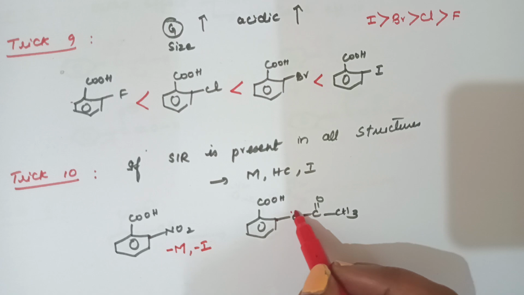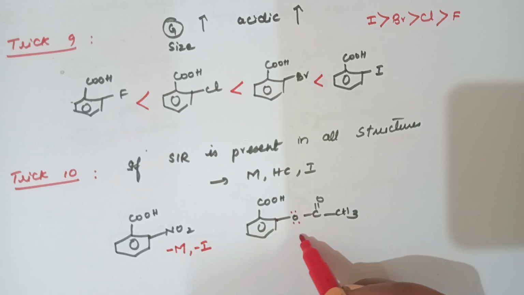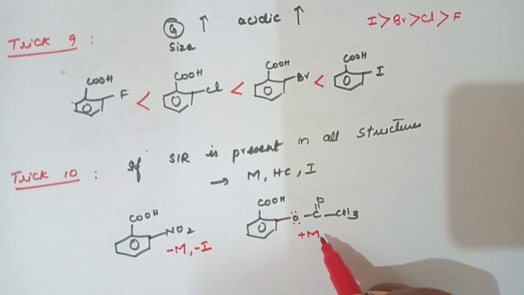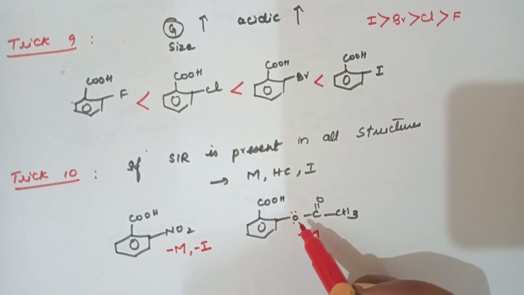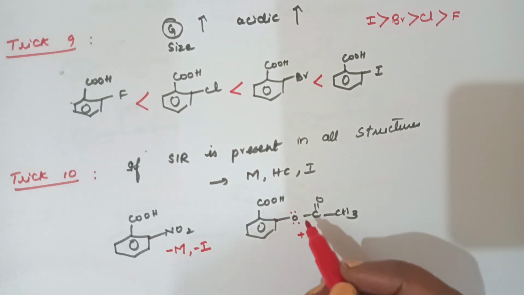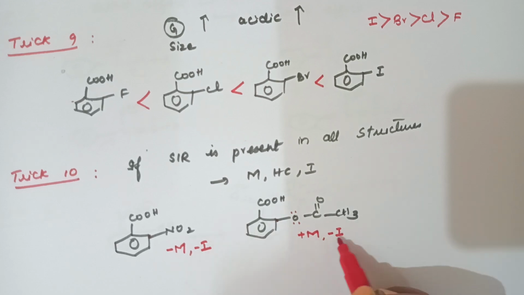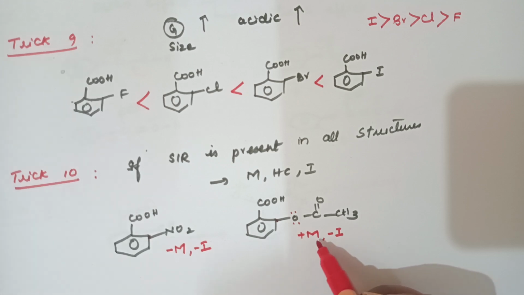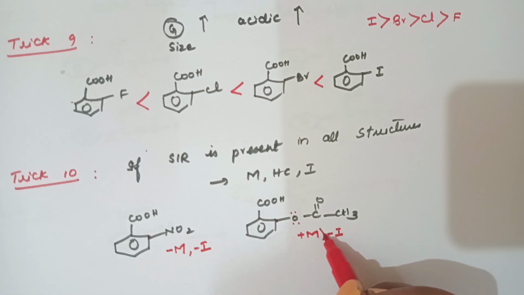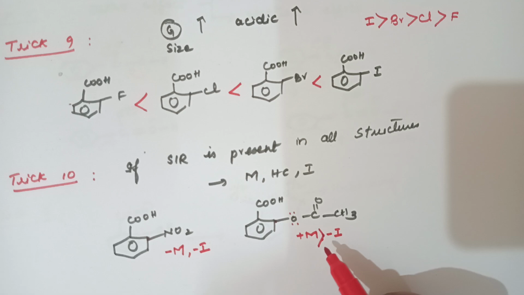And here, oxygen has a lone pair of electrons. Therefore, it will show plus M effect. And oxygen is more electronegative when compared to carbon. Therefore, it will be showing minus I effect. When two different effects are there, plus M is electron donating group and minus I is electron withdrawing group, then you have to give preference for M effect. So here we are giving preference for M effect.